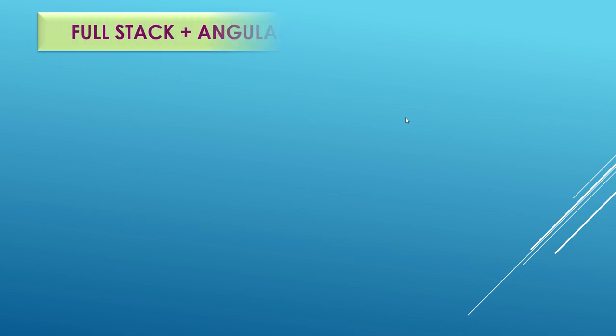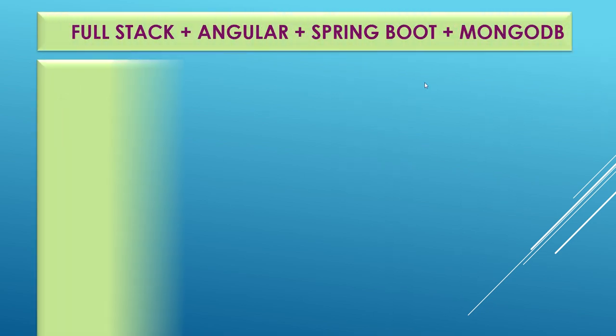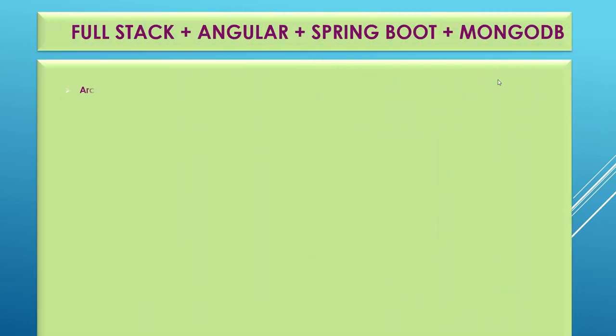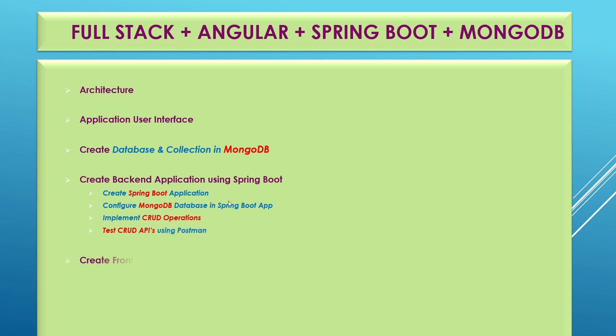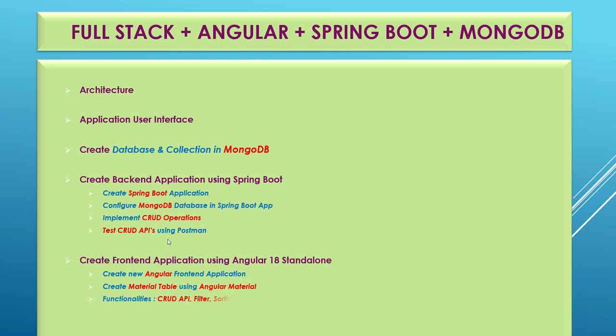These are some points which we are going to cover in sequence. First we will see our architecture part. Next I will show you our application user interface. Next, we are going to create a database and collection in MongoDB side. Next, we are going to create our application using Spring Boot. In that, we will create a new Spring Boot application. We will configure MongoDB database in Spring Boot application. We will implement CRUD operations, and we will test all those CRUD operations using Postman. So this is about all the points on the backend side.